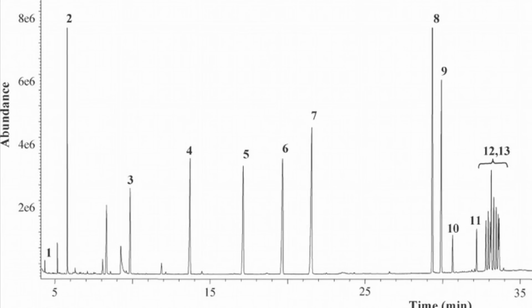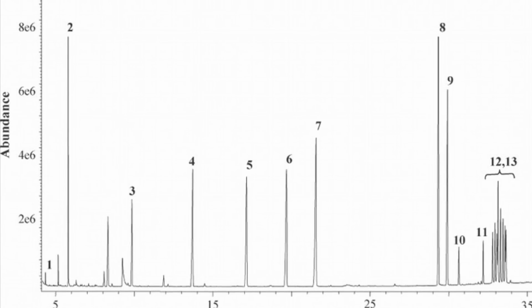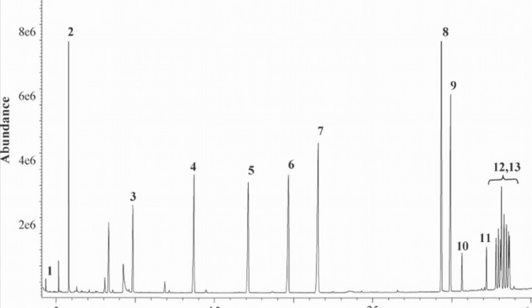Once GCMS has been completed, the abundance and time is plotted on a chromatogram, which can then be used to discover the elements themselves as well as their abundance within that sample.